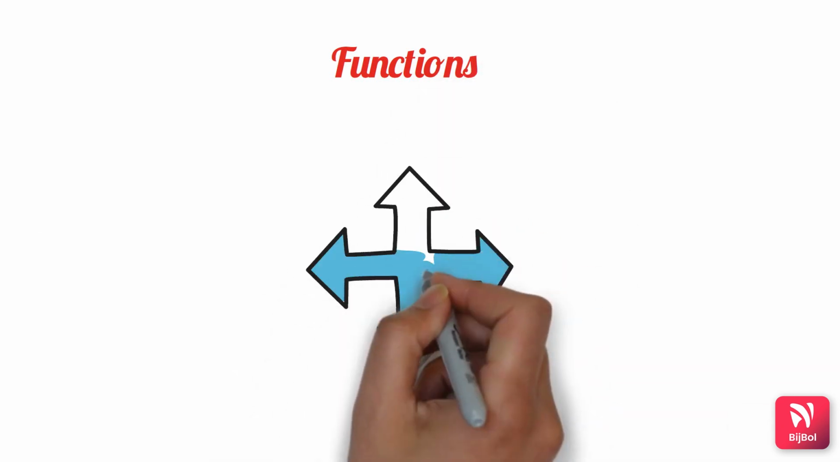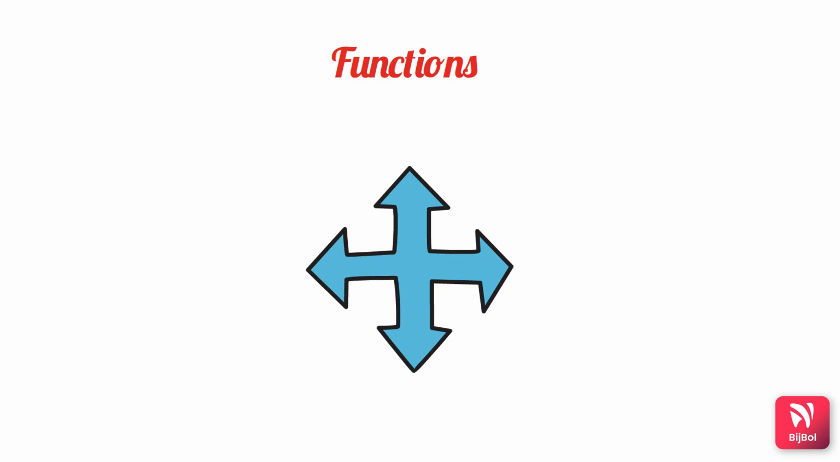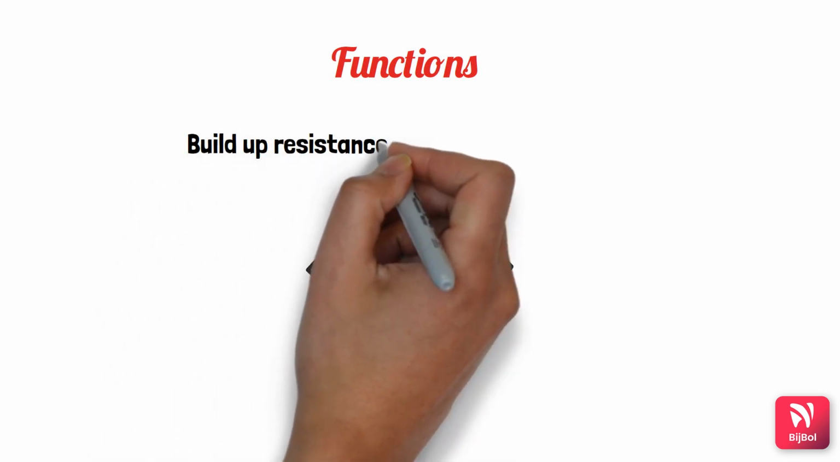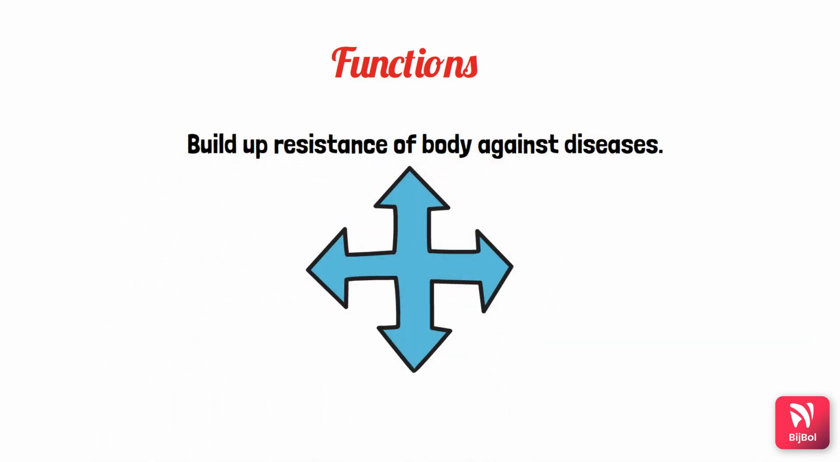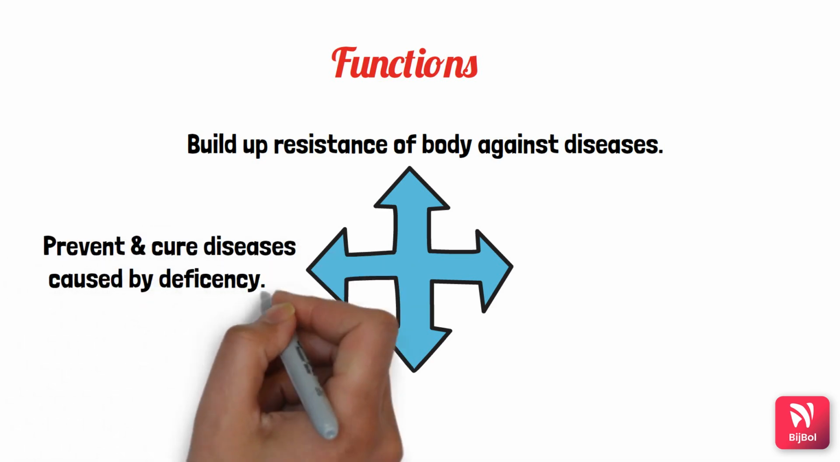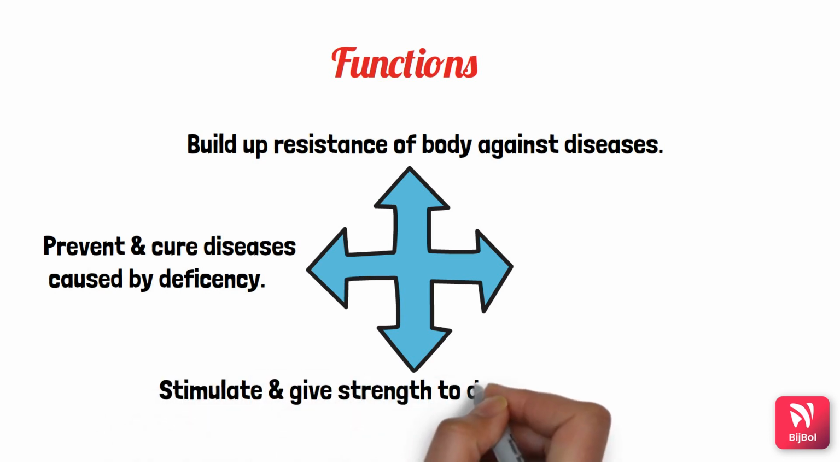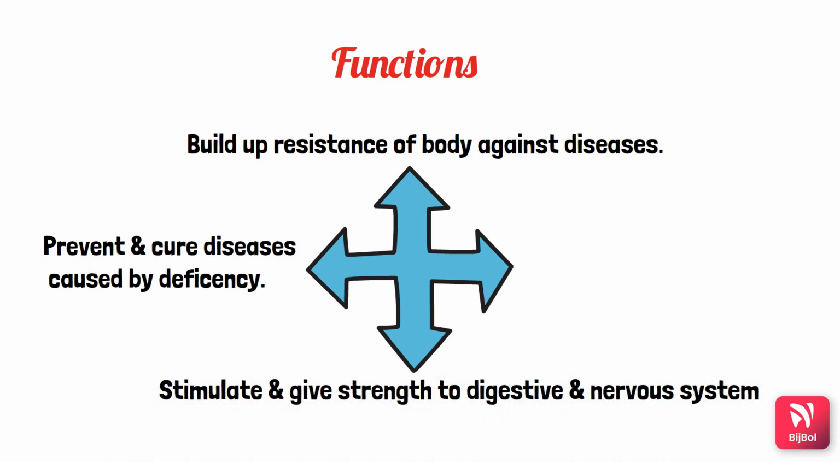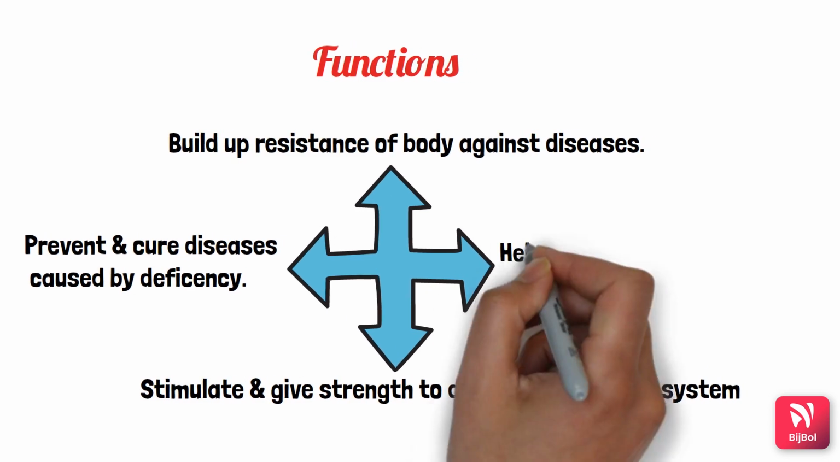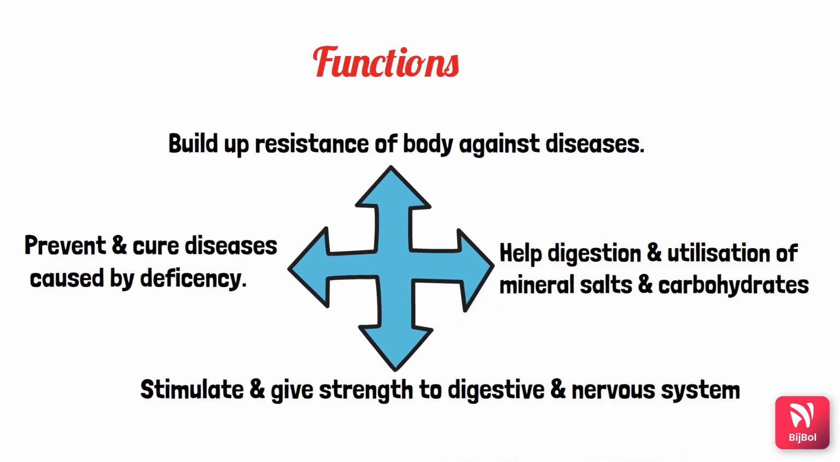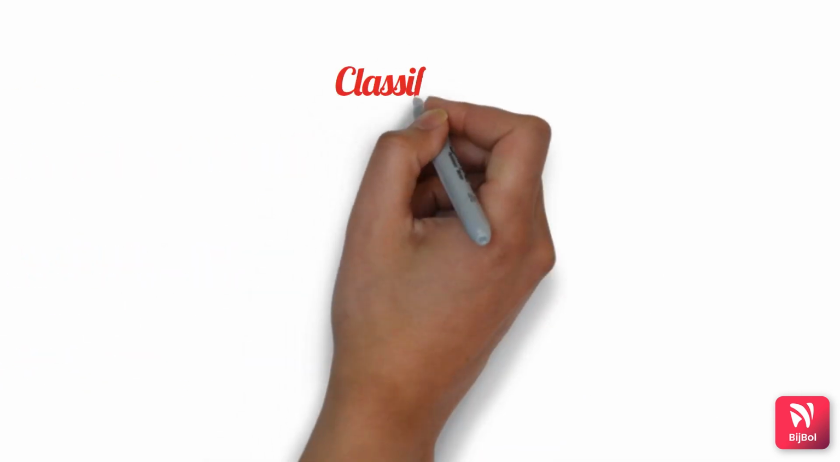Now let us discuss the functions of the vitamins in general. Most importantly, vitamins are used for building up the resistance of the body against diseases. Vitamins are also used to prevent and cure diseases caused by deficiencies. Vitamins also stimulate and give strength to the digestive as well as the nervous system. They also help in digestion and utilization of the mineral salts and carbohydrates.